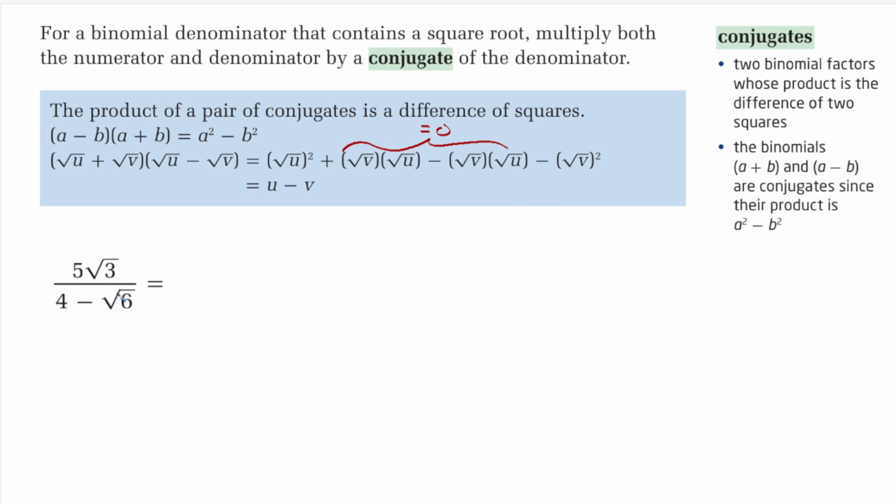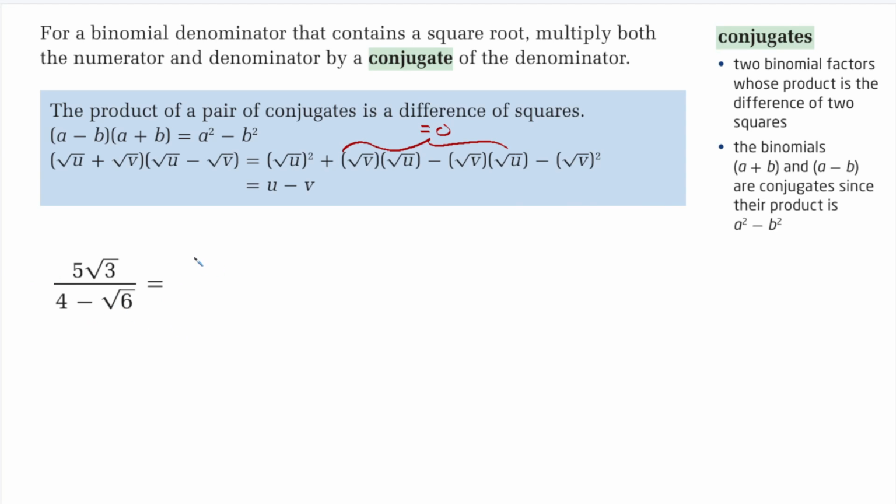Okay, let's take a look at how it's going to go in practice down here, because here we've got a mix. We don't have 2 square roots. We've got 1 integer and we've got 1 radical. So the conjugate for 4 minus root 6 is just going to be 4 plus root 6. And if this had been 4 plus root 6, its conjugate would just have been 4 minus root 6.